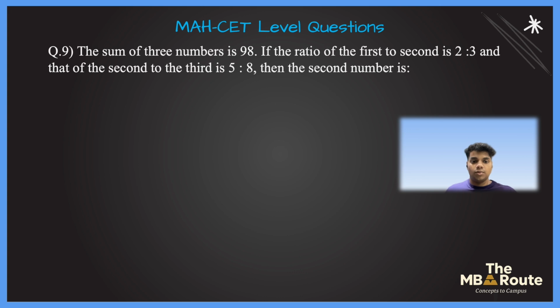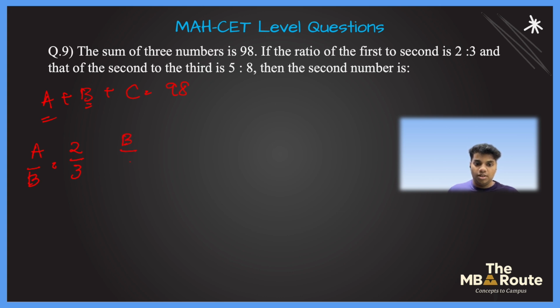Okay. So moving towards the ninth question, the sum of three numbers is 98. Let the three numbers be a plus b plus c equal to 98. Okay. The ratio of first to second. This is the first, this is the second, so a by b is equal to 2 by 3. And similarly, the ratio of second to third is 5 by 8.